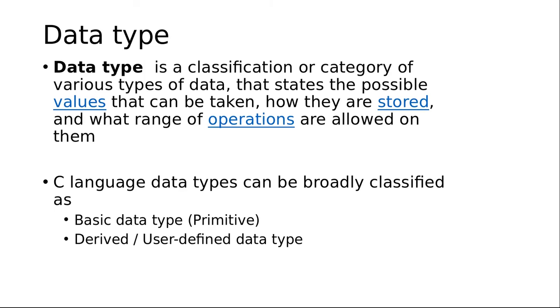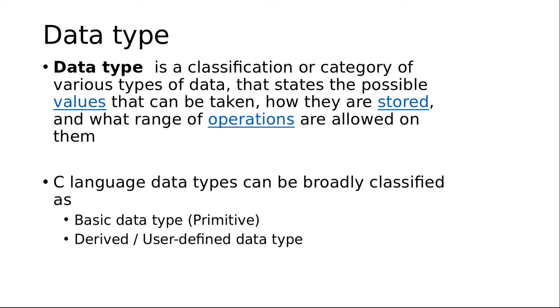Data type is a classification or category of various types of data that states the possible values that can be taken, how they are stored, and what operations can be performed on them. What does it say? It tells you the kind of values we can store in that. It also tells about how they are stored and what kind of operations can be done on that.